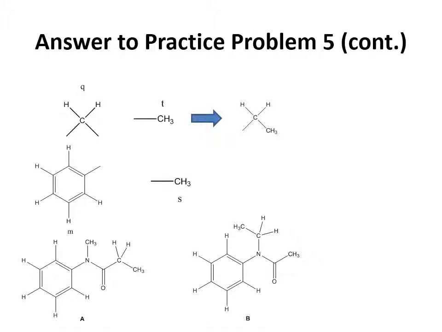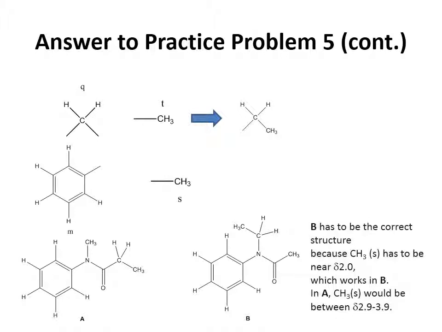Now you have to use chemical shift information to distinguish between structures A and B. B has to be the correct structure because the CH3 singlet has to be near a 2.0 parts per million chemical shift region. That works in B. However, in A, CH3 would be between 2.9 and 3.9 parts per million, which is too high. So our correct answer is B.